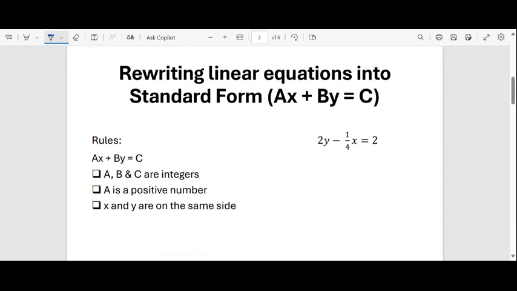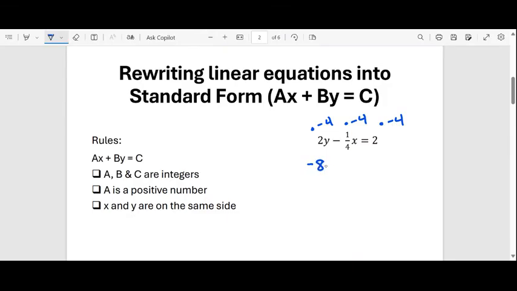For this one, my x and y are already on the same side. I just need to reorder them. So I'm going to start by making everything an integer, but I want to note something here. Do we see how this is already on the correct side of the equal sign? We don't want it to be negative over here. We want it to be a positive number touching my x. So instead of just multiplying by 4, I'm going to multiply everything by negative 4. And that will cancel out the negative and the fraction that I have.